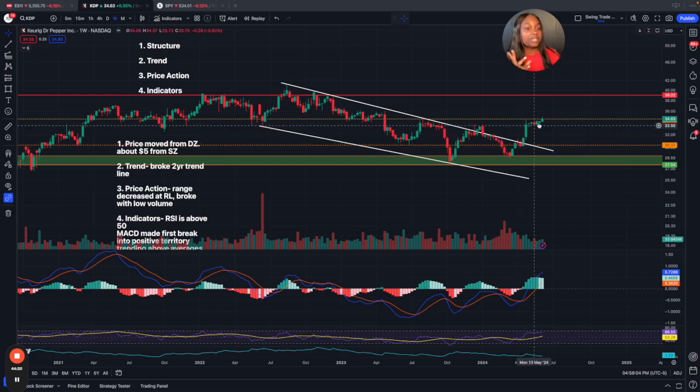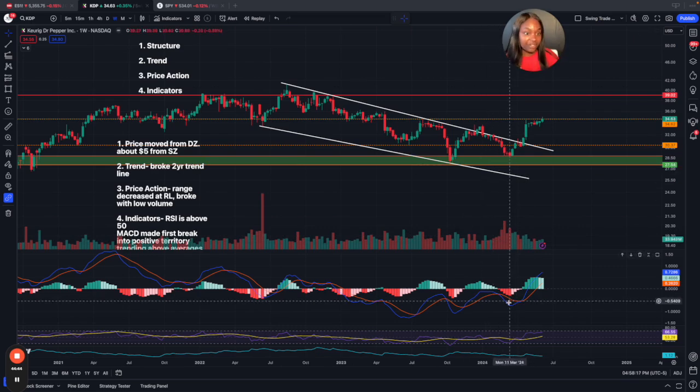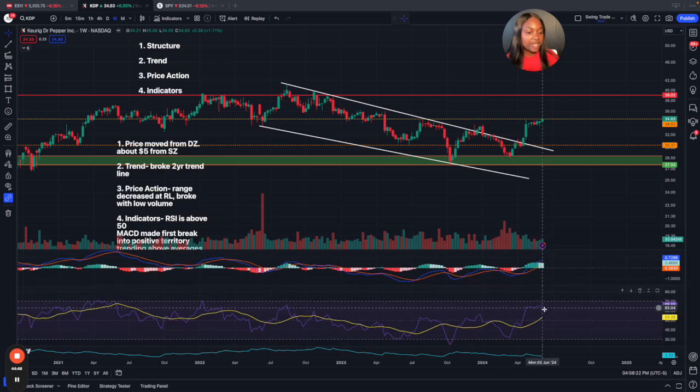Price action is showing me that the range has decreased and it's consolidating at our retracement level around 34.62. And it broke the trend line with low volume. My indicators are showing me that RSI is above 50, which is absolutely bullish. Anything above 50 on RSI is bullish, and anything below 50, as you see here, the purple line below 50, we had a bearish move. When it came above 50 right here is when it broke the trend line and we had a bullish move. All right, we're in bullish territory.